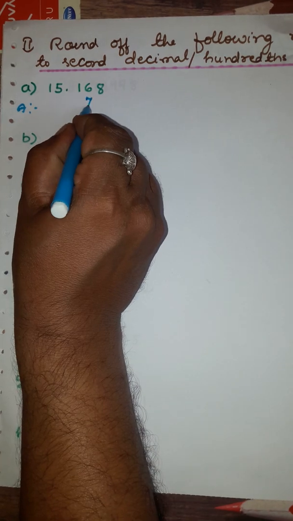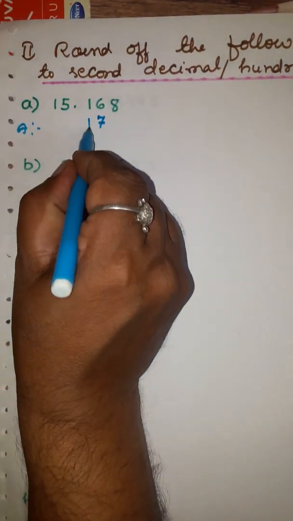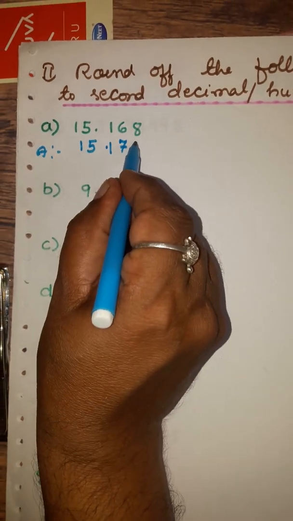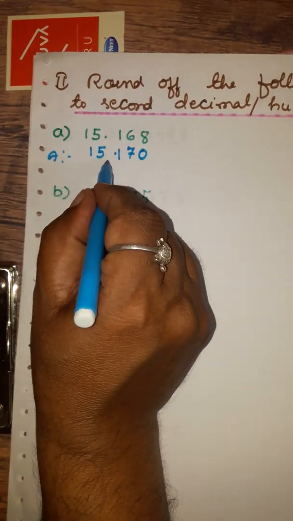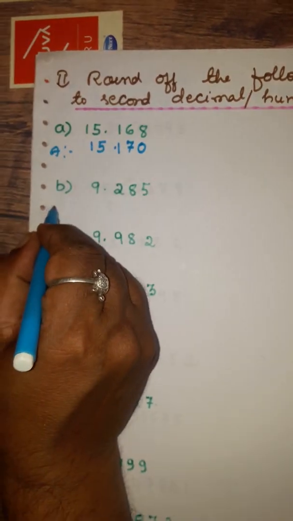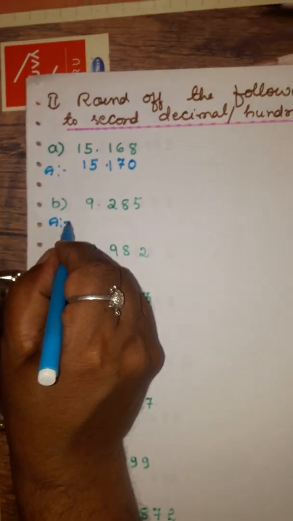So this becomes 7 and this remains as it is and the whole number remains undisturbed. Make this as 0. So answer is 15.170. Let me go to the second example.